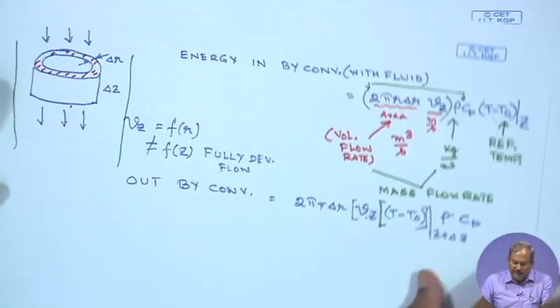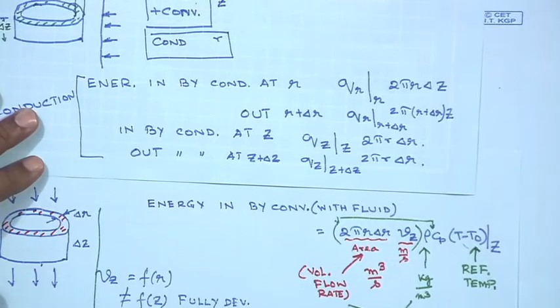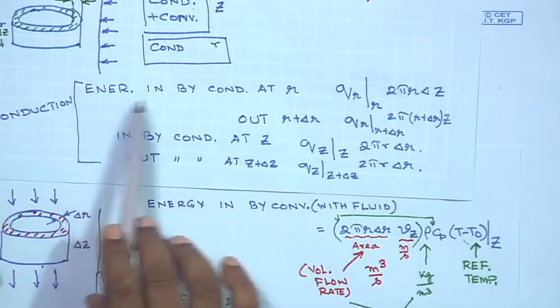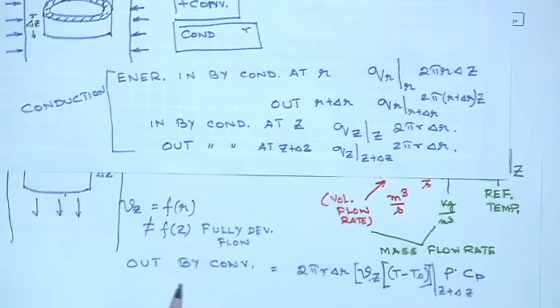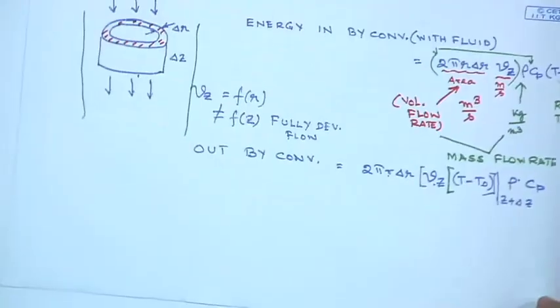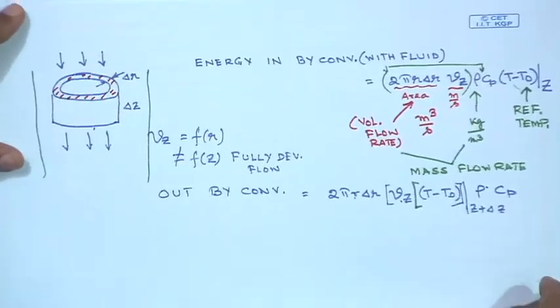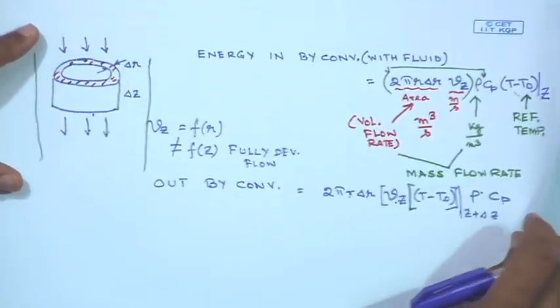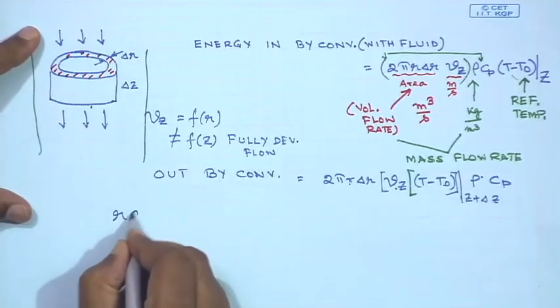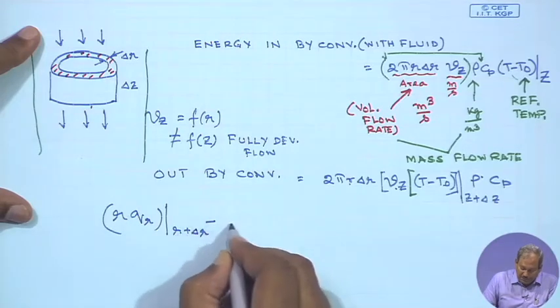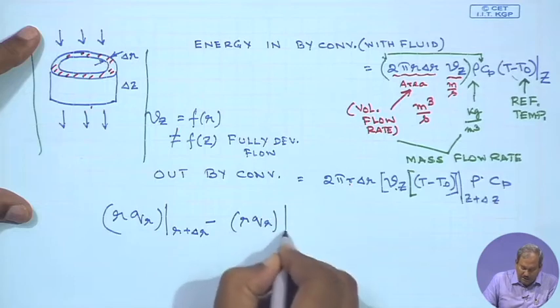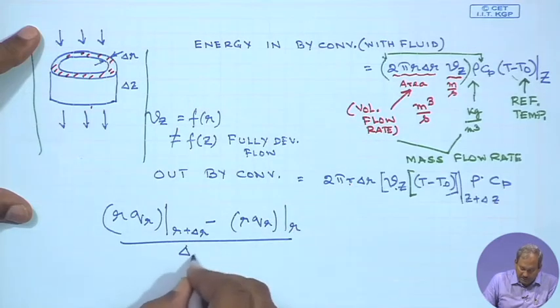So, we add all the 4 terms that we have, that is 4 terms for conduction in and out and 2 terms for convection in and out. When we do that, and divide both sides by twice pi r delta r, what we get is r q r evaluated at r plus delta r minus r q r at r, divided by delta r.